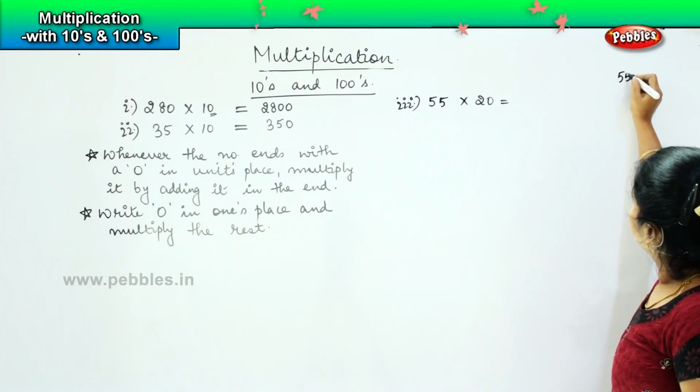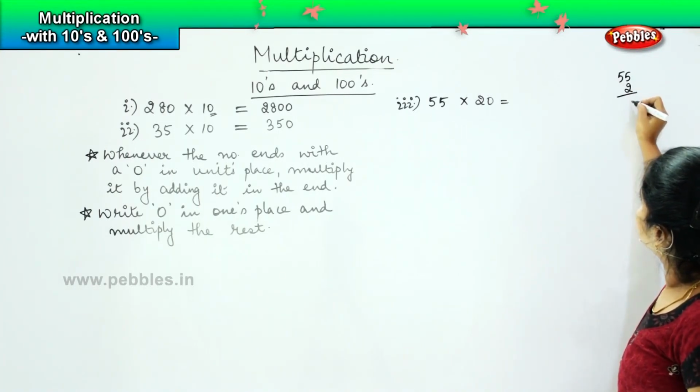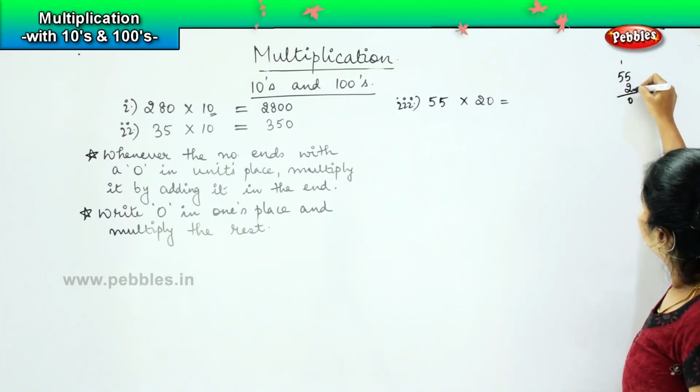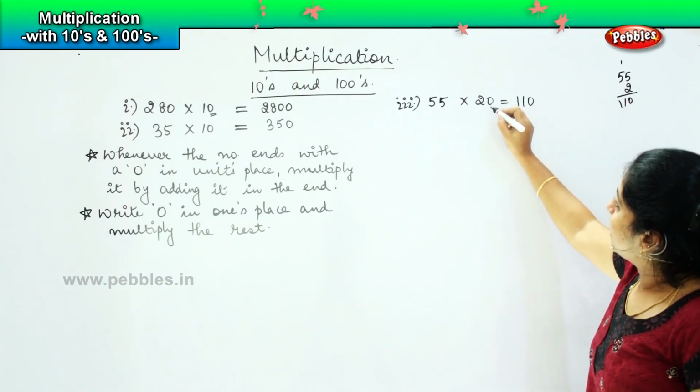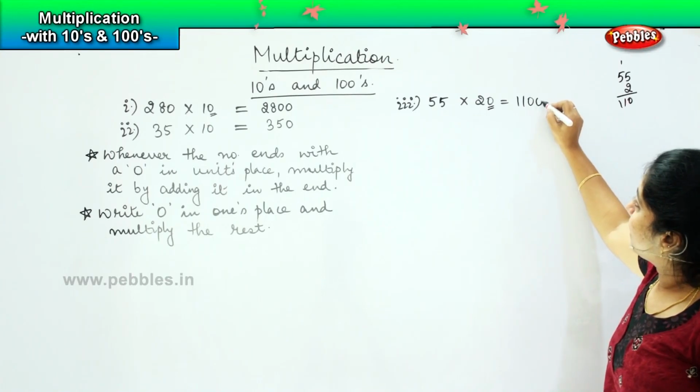First I will multiply 55 into 2. So 5 2s are 10, 1. 5 2s are 10, 10 plus 1 is 11. So 110, and this 0 I will be writing here extra.